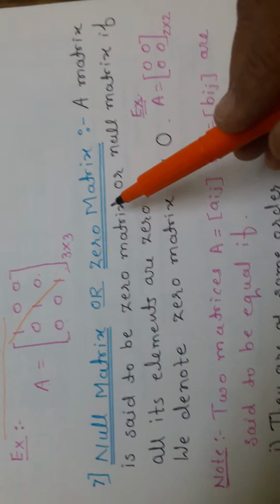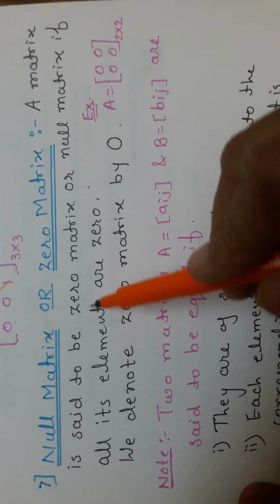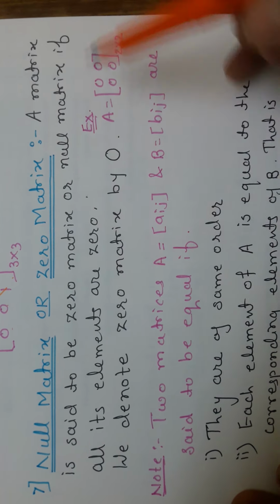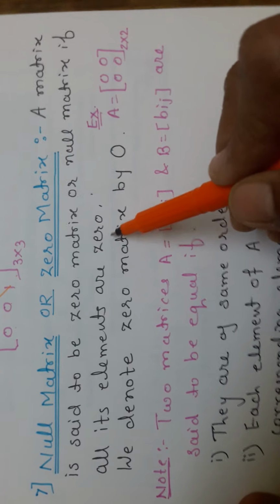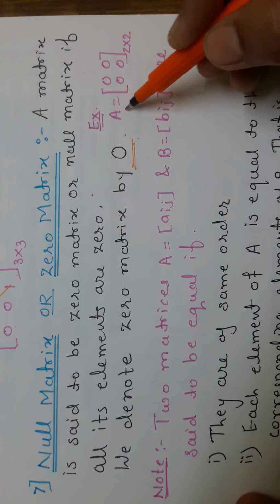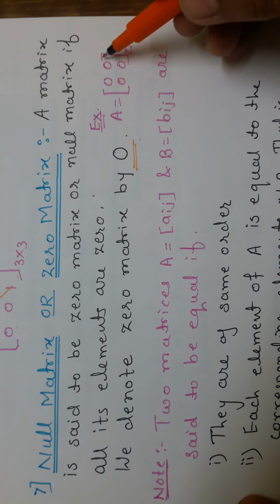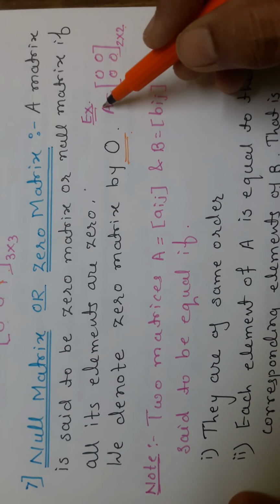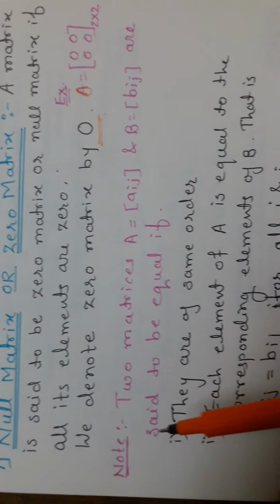Null matrix or the zero matrix. A matrix is said to be a zero matrix or a null matrix if all its elements are 0, and we denote the zero matrix by O. So A is equal to 0, 0, 0, 0. It is a 2 cross 2 matrix and it is denoted by O.